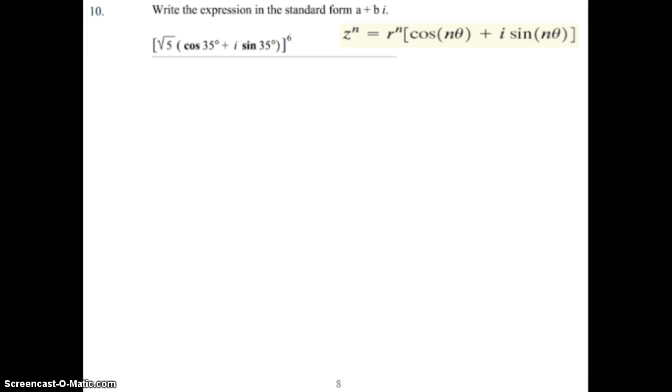Okay, and I just attached the formula again so that you can have an idea of where these values are coming from. In this case, this complex number is being raised to the sixth power, and you see that right there. So let's find z to the sixth power. We say r, which is square root of 5, to the sixth power, times cosine 6 times 35 degrees, plus i sine 6 times 35 degrees.